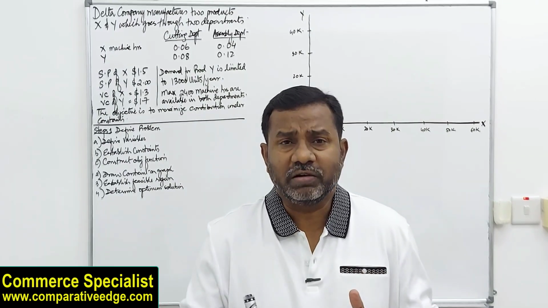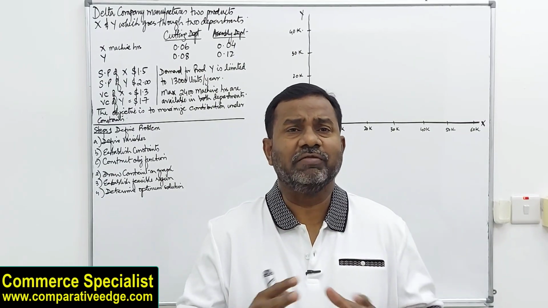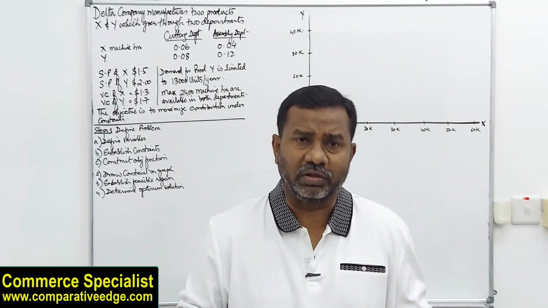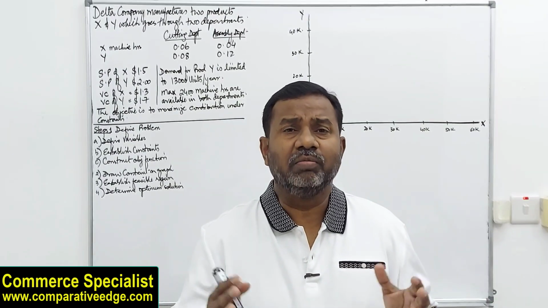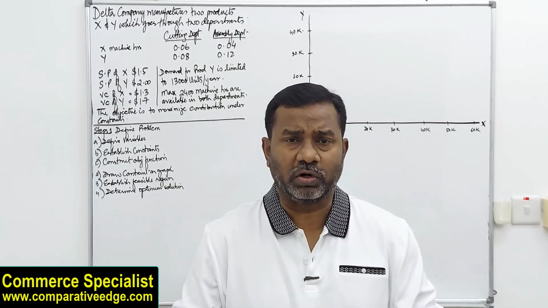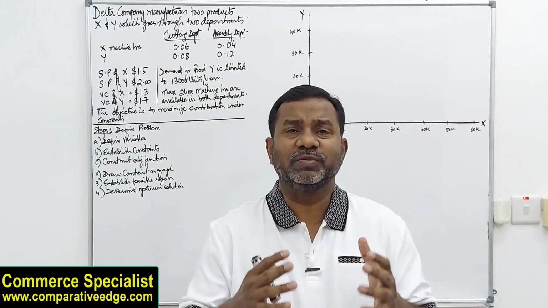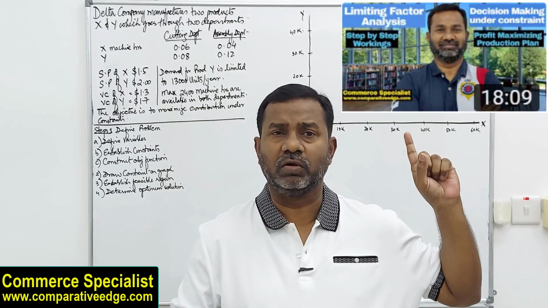I have already created a video on a single constraint, which means everything else is in abundant supply. What if raw material is not available? Or let's say all other requirements for production are available, but only labor hours are short in supply. So what to do? How to maximize profitability if you have a constraint? I've already created a video on that.